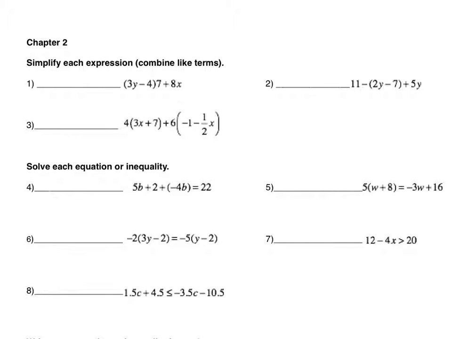Here are the answers to Chapter 2 for the Pre-Algebra Final Review. For number 1, we are going to simplify the expressions by using the distributive property and then combining like terms.